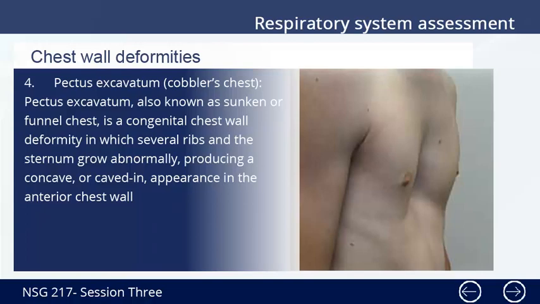Number 4, pectus excavatum, that is cobbler's chest. Pectus excavatum, also known as sunken or funnel chest, is a congenital chest deformity in which several ribs and the sternum grow abnormally, producing a concave or caved-in appearance in the anterior chest wall.